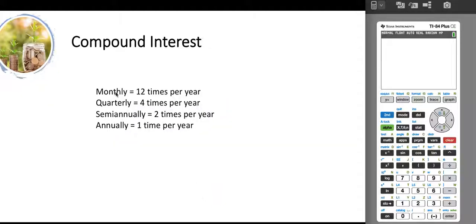So when we're talking about those values for N, if the interest is compounded monthly, that's going to be 12 times per year, and N would be equal to 12. If it's compounded quarterly, that would be 4 times a year, and N would be equal to 4. Semi-annually is 2 times, N would be equal to 2, and annually would be 1 time, where N would be equal to 1.